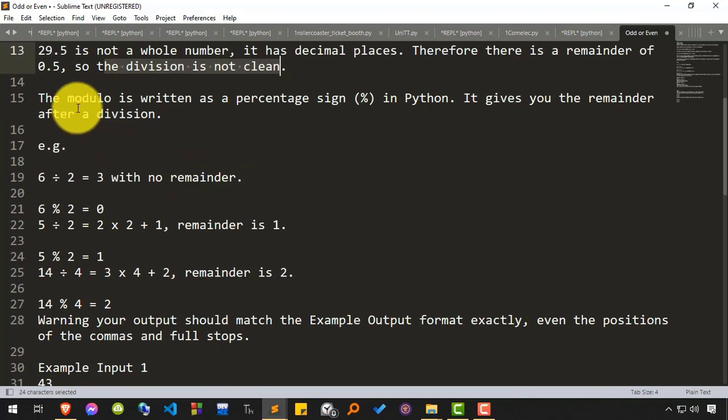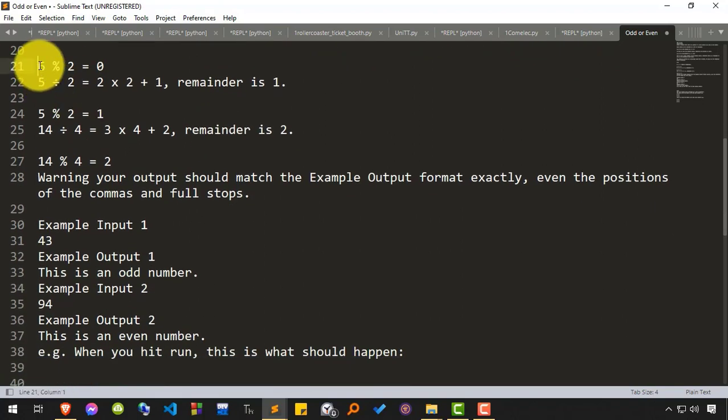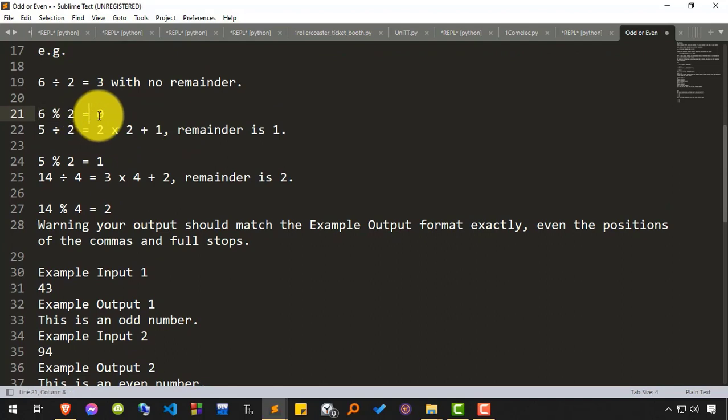Okay. By the way, ang gamiton ninyo na sign is the modulo operator. Okay, the modulo is written as percentage sign kani. It gives you the remainder of a division. For example, 6 divided by 2 is equal to 3 with no remainder. So 6 modulo by 2 is equal to 0. Pasabot kung kanina operation atong gamiton, instead na 3 ang output, ipagawas ang remainder. So since 0 ang remainder, 6 is an even number.